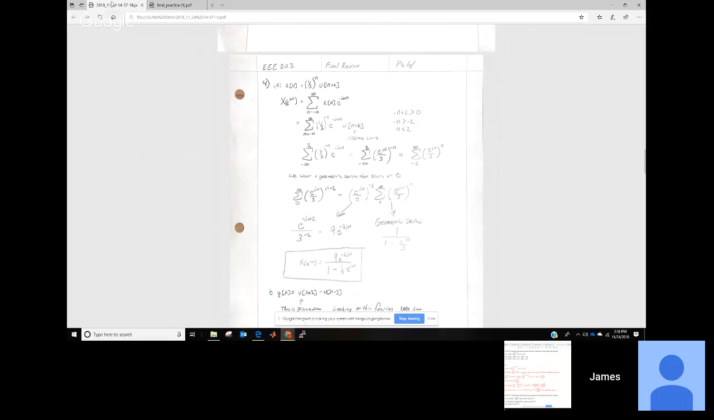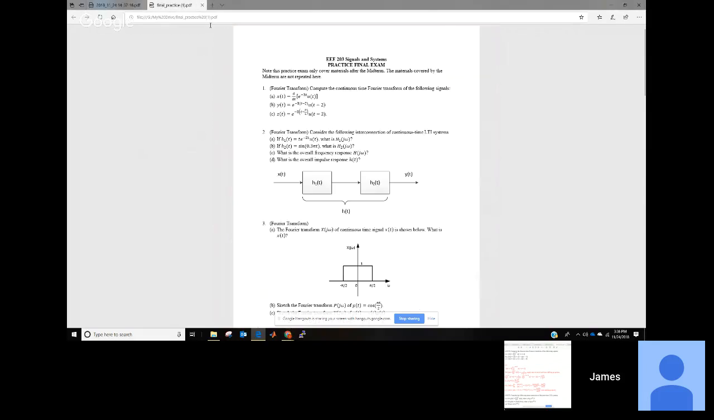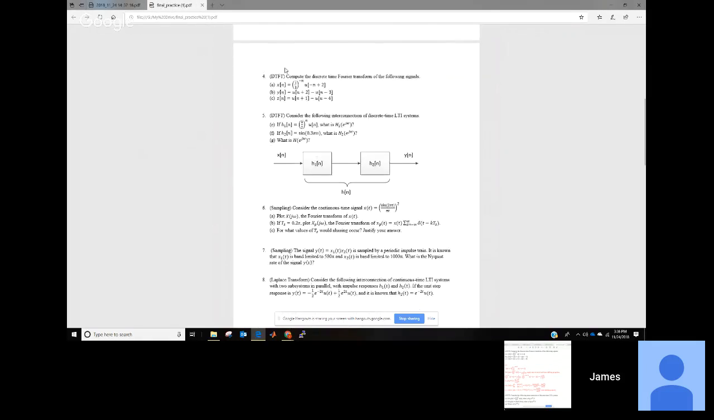So anyway, number 4, we are asked, this is a discrete time Fourier transform question. Compute the discrete time Fourier transform of the following signals. So we're just given 3 signals and asked to compute the discrete time Fourier transform. On letter A, we're given (1/3) to the negative n times a step function u of negative n plus 2.